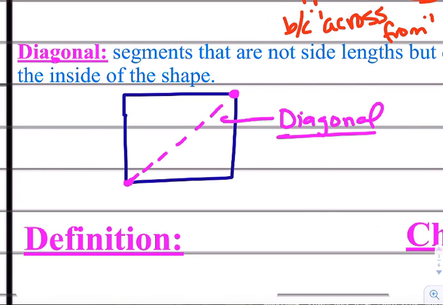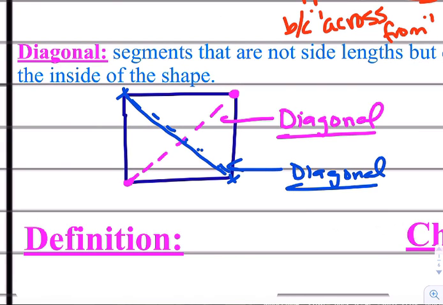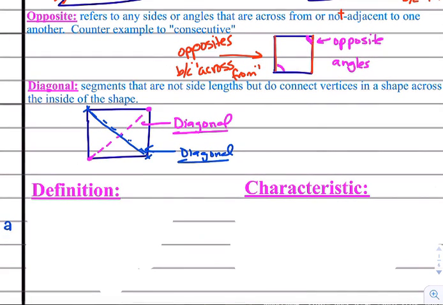Okay, a diagonal goes across the middle of the shape. It connects two vertices, but it's not the side length itself. So there's another set of vertices. Okay, there's the diagonal. Because again, it goes across the shape, connecting two vertices, but it's not the side length itself. It has to go across.